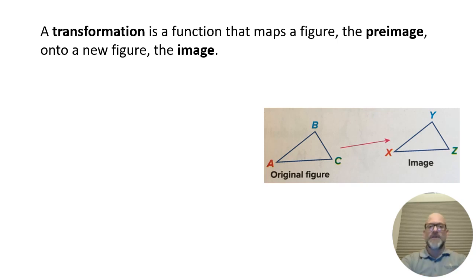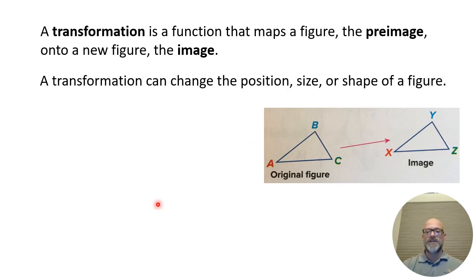All right, this is all from your text. A transformation is a function, a machine, that maps a figure called a preimage onto a new figure called an image. See this triangle right here? It is a preimage. This arrow is indicating that we're going to move this triangle over to here. So that's the machine, that's the transformation, that's the function. And this right here is the image. Input, output, preimage, image. And this thing right here will be the function of the transformation in this case.